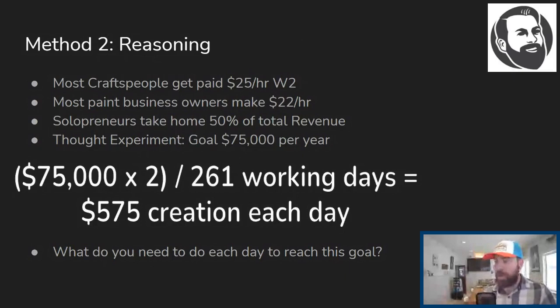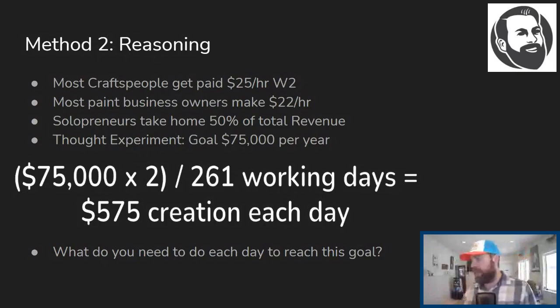Here's the thought experiment though. We don't want to be average. If you're going to run your own company and take on that risk, you should make more than a W-2 employee, because the W-2 employee has no risk. They can do a very poor performance and still get paid. So I will say, why not try to make $75,000 a year? You'll take $75,000 times 2 because you take home half. You'll have to produce $150,000 in a year to take home 75 as a single person painter.